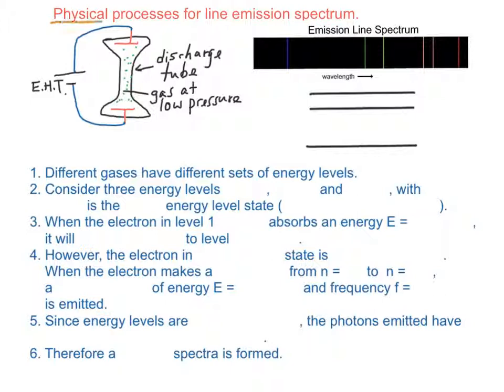Let's see the physical processes for the formation of line emission spectrum. First, we have a discharge tube containing a monoatomic gas at low pressure. When the discharge tube is connected to an EHT, a line spectrum is formed by using a diffraction grating. How is the line emission spectrum formed?